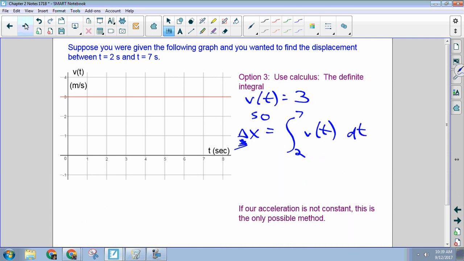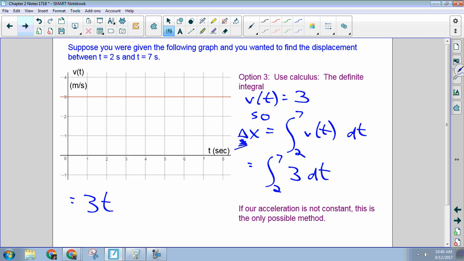All right. So here's what we're going to do. This is the integral from 2 to 7 of v of t, which is 3, with respect to t. So this is now asking us, what thing has an integral of 3? So what you guys said before. What thing has an integral of 3? 3t. And we're not even going to worry about the 3. So you get 3t.